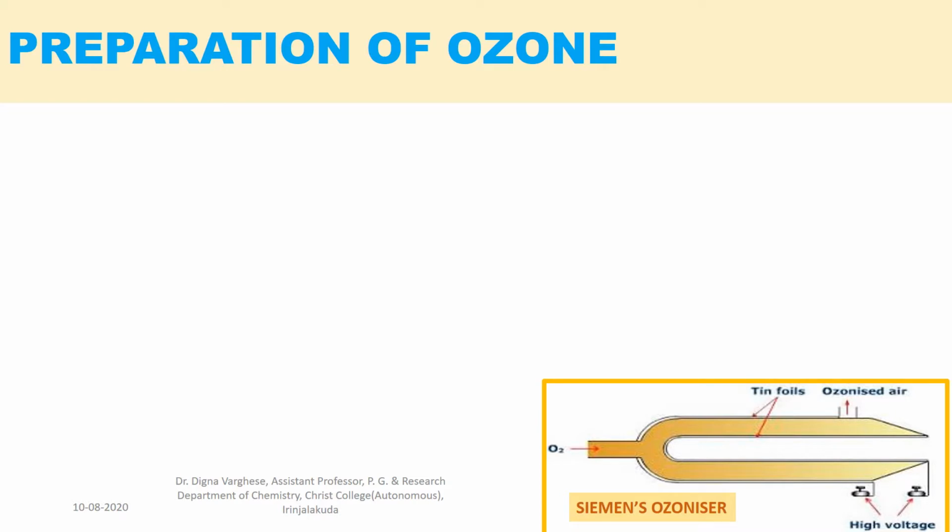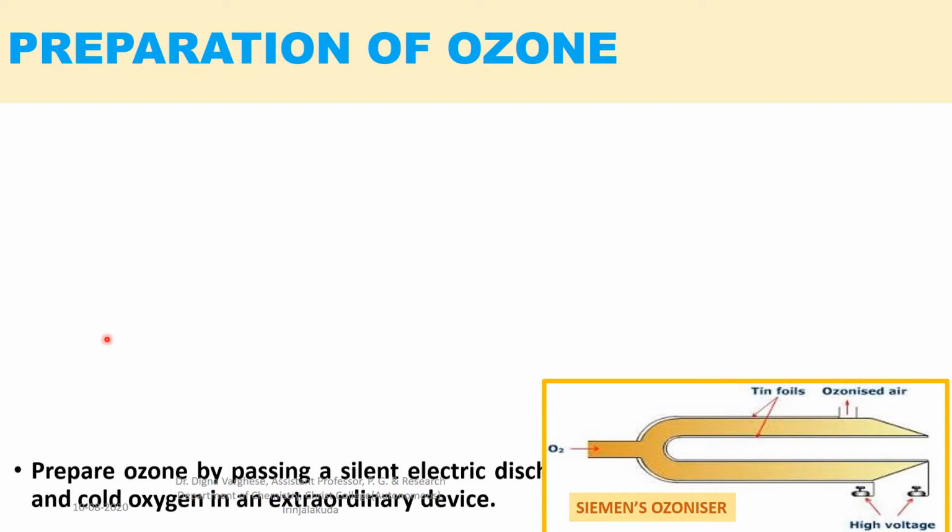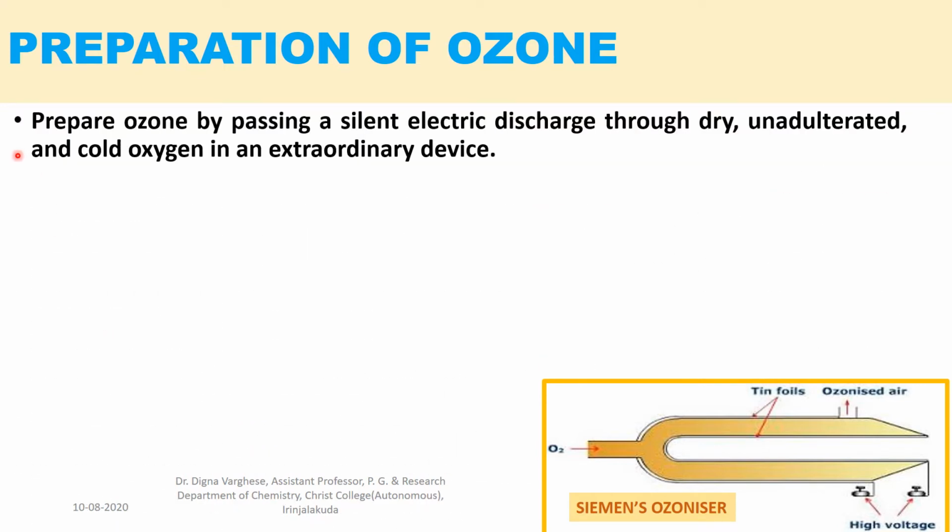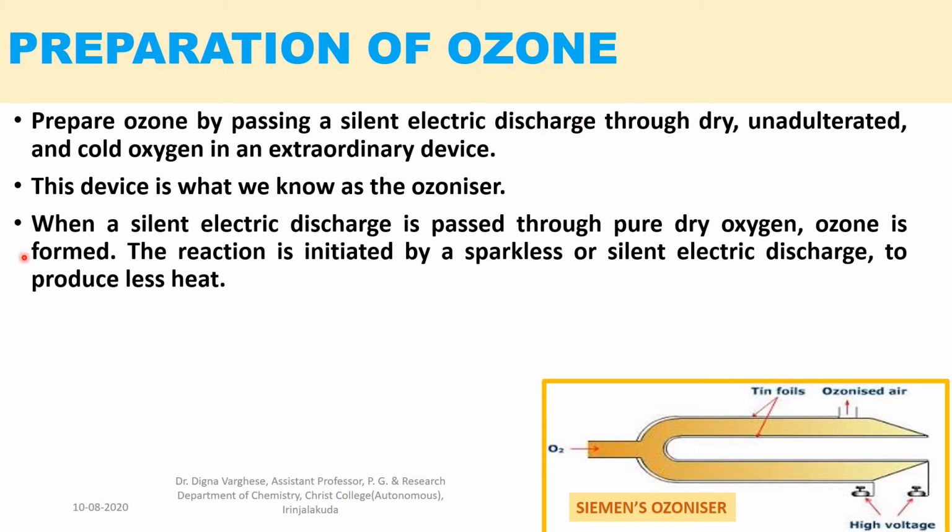Now we are moving to the preparation of ozone. Prepare ozone by passing a silent electric discharge through dry, unadulterated and cold oxygen in a special device. This device is what we know as the ozonizer. When a silent electric discharge is passed through pure dry oxygen, ozone is formed. The reaction is initiated by a sparkless or silent electric discharge to produce less heat.